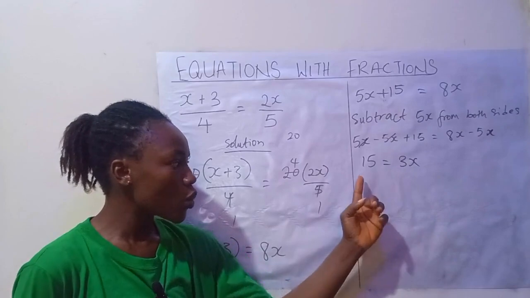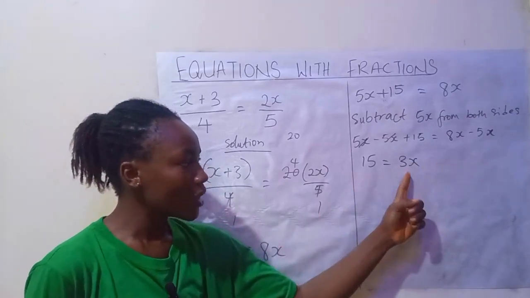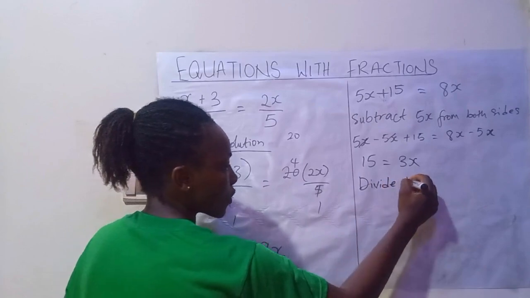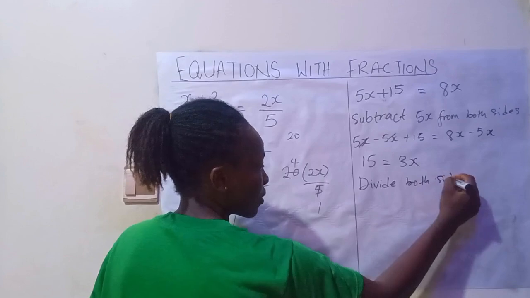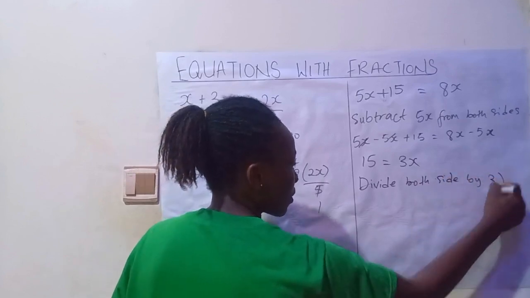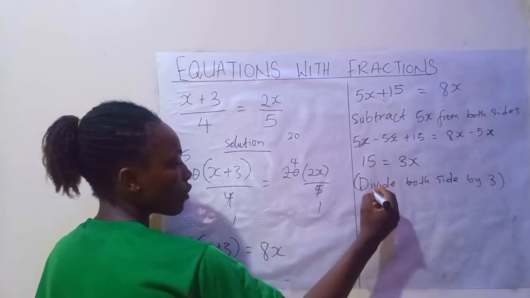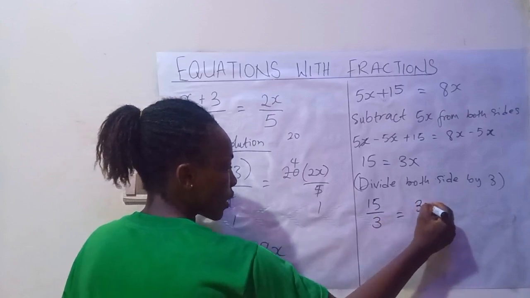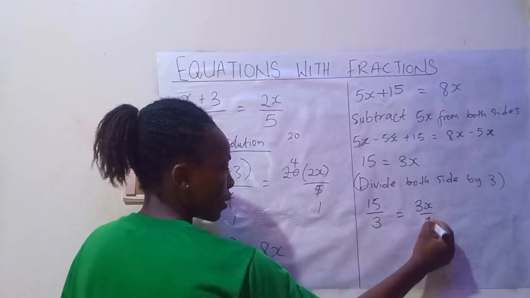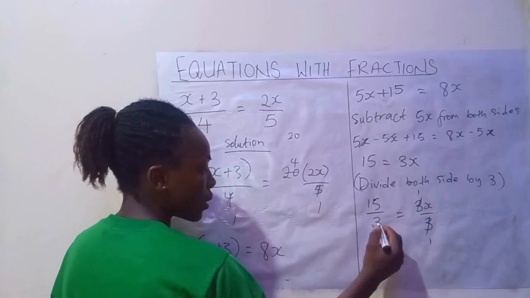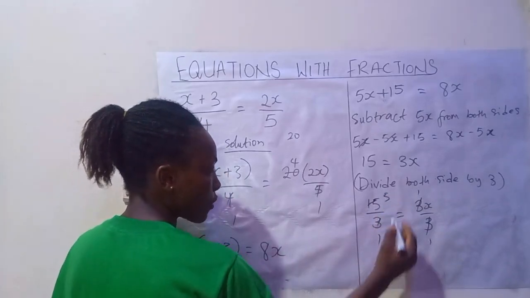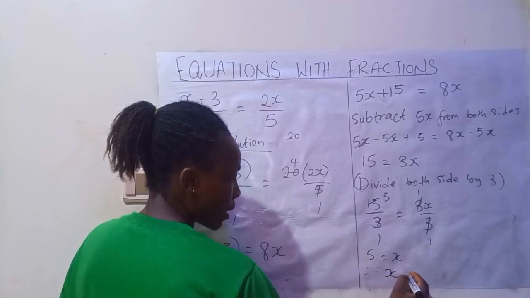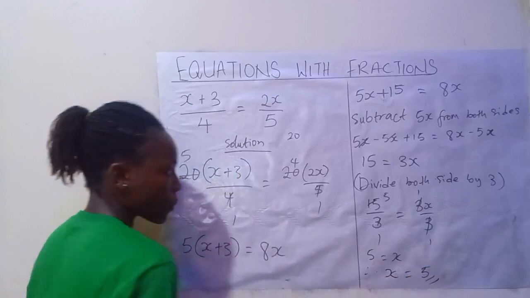And for us to cancel it, we are dividing both sides with this number. So say divide both sides by 3, where we are going to have 15 over 3 equals 3x over 3. 3 cancel here 1, 3 cancel here 1. 3 cancel here 1, 3 cancel here 5. So now 5 equals x. Therefore, our x is equal to 5.